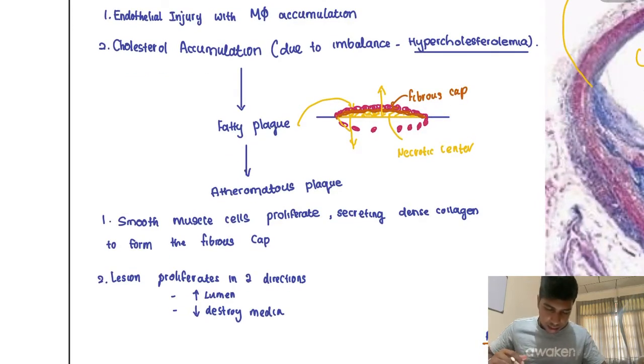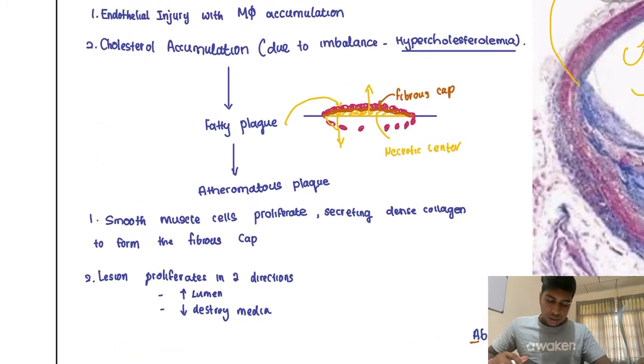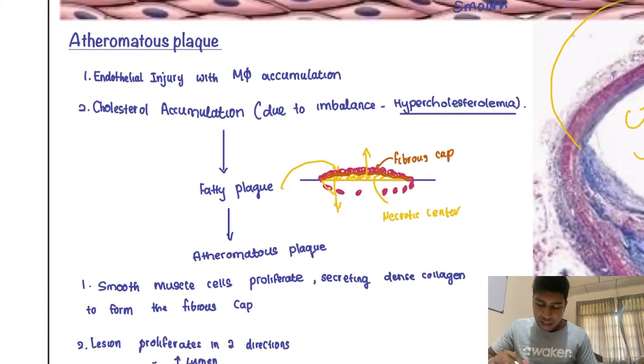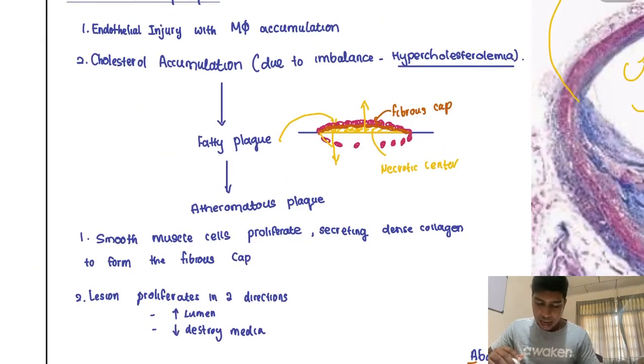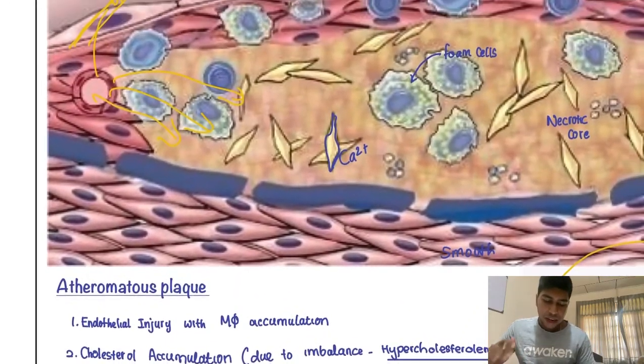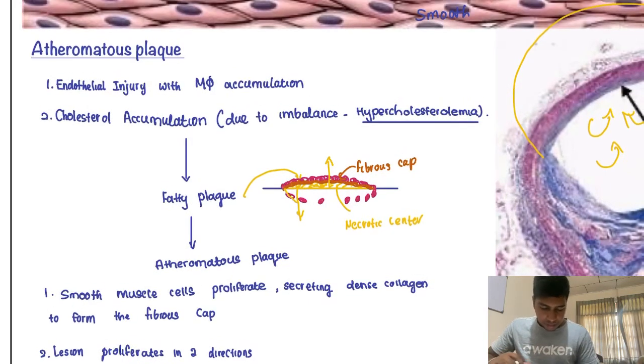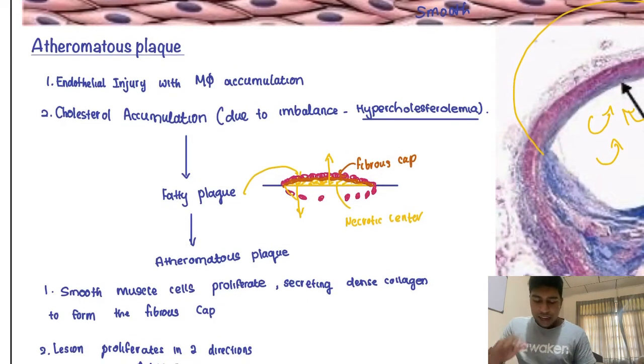I will explain this again. First, you get endothelial injury, which is going to cause macrophage accumulation. Then cholesterol will come, and if there's an imbalance, if there's high cholesterol in the blood, it will come into the center and start reacting with the macrophages, with calcium, and it is going to form a crystallized necrotic core with foam cells. This is what you call a fatty plaque.